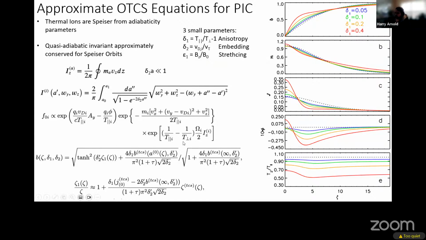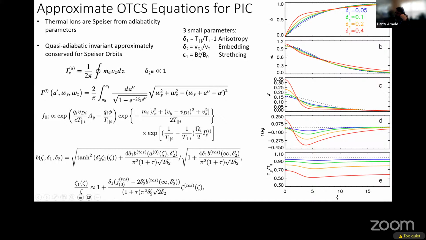But when you put that into your distribution function, of course, all of your equilibrium equations are going to change to some extent. And what we are interested in is a nice analytical expression that we can use. But of course, we have to make some assumptions. So we make these three assumptions up here. We assume small anisotropy. So we do have anisotropic ions, but it's small. We have this small embedding factor, which controls effectively the thickness of the thicker current sheet that our thin current sheet is embedded in.